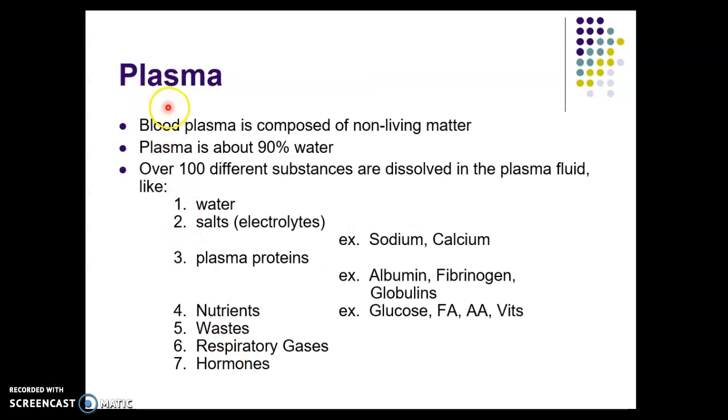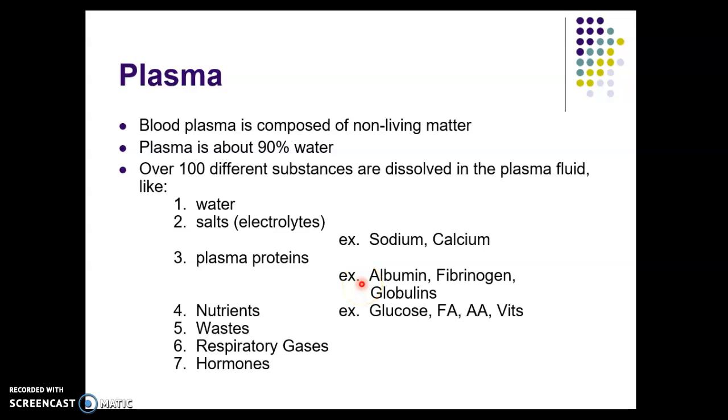And then finally, plasma. So this is the non-living matrix. What do we find in there? Well, it's about 90% water, and then there's literally over 100 different things that are dissolved or carried in that. We have salts like sodium and potassium, calcium. We have different plasma proteins, and the plasma proteins are actually really important, like albumin.